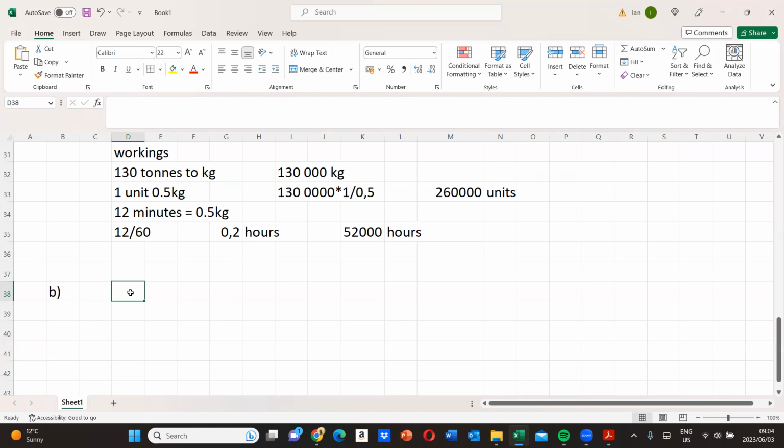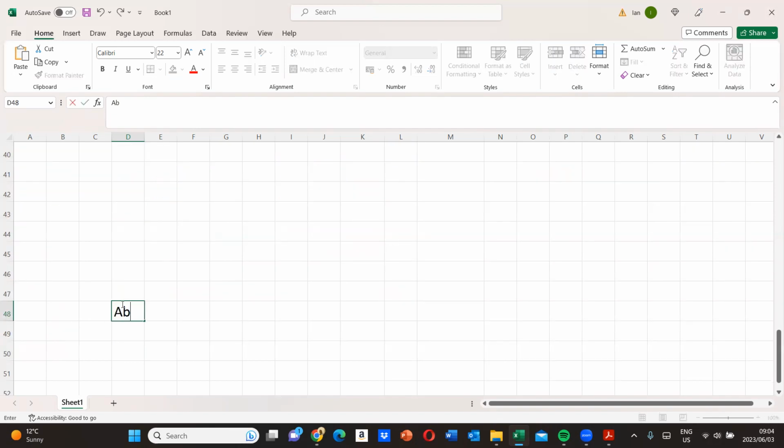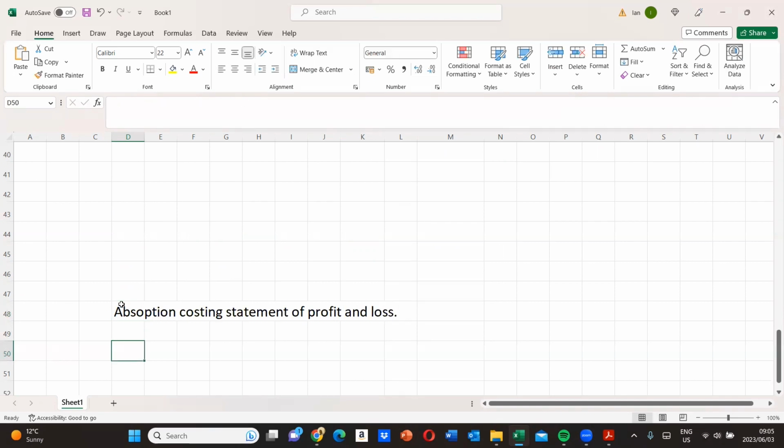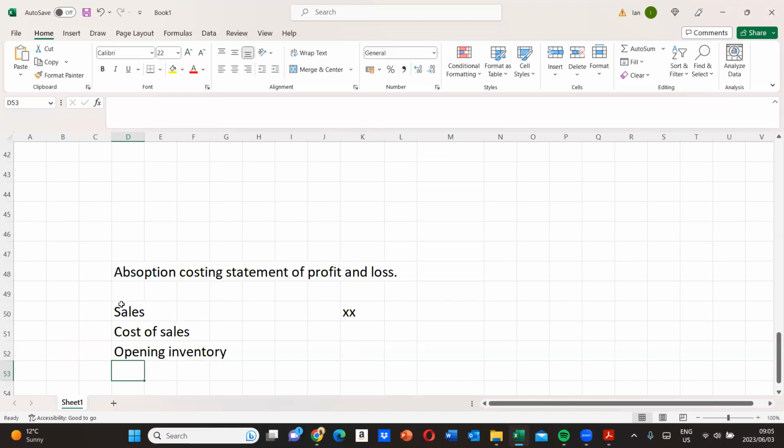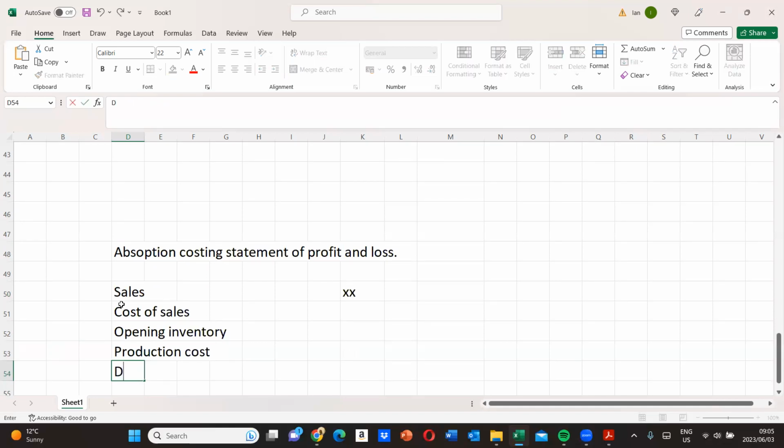All right, I'm just going to take you a little bit of a flashback. Absorption costing, statement of profit and loss. All right. Now, what do you guys know about absorption costing? If you recall, we say sales. All right. And then we have cost of sales. And then under cost of sales, we say opening inventory. And then we have production cost. Right? Under production cost, we have direct material.